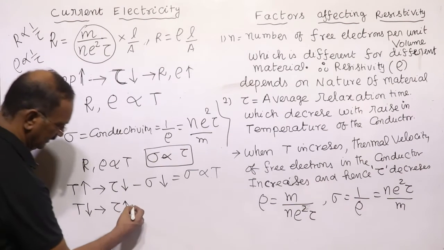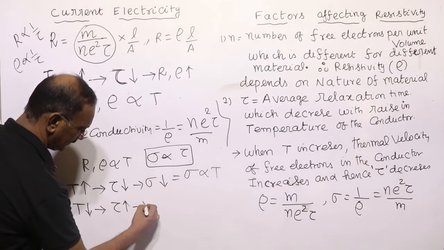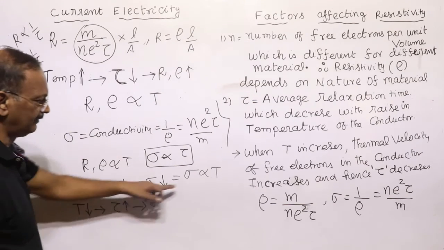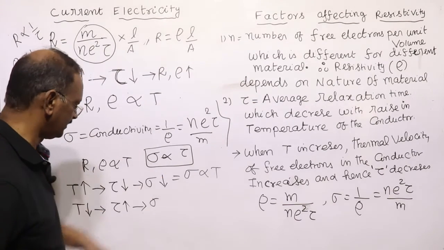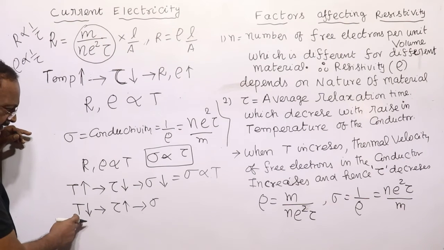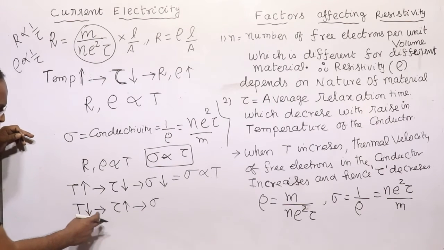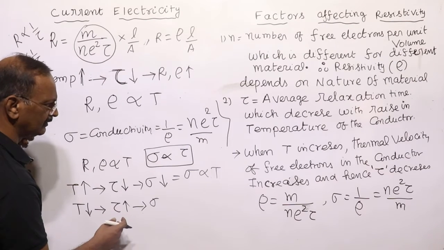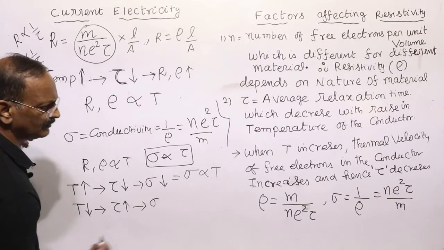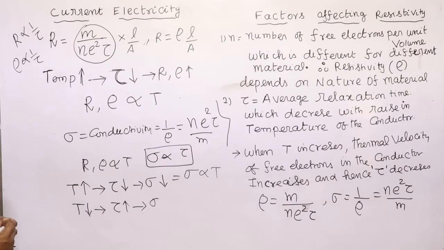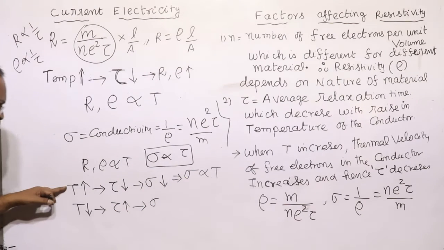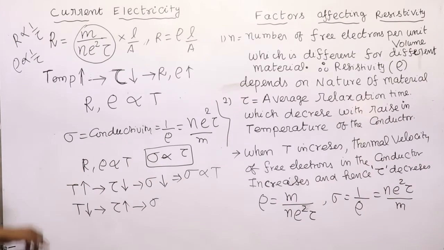If time taken will increase, it means what? It means what about the conductivity? See, conductivity is directly proportional to tau. If tau is decreasing, sigma is equal to tau. Temperature increasing, tau will decrease, sigma will decrease, and it means temperature increasing, this will decrease.